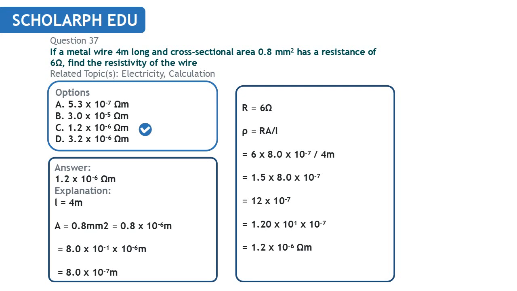1.5 times 8 will give us 12. Okay, so it's 12 times 10 raised to power minus 7. Now this 12, I can write it as 1.2 times 10. If you do 1.2 times 10, that is 12. And that 10, you can write it as 10 raised to power 1, since 10 raised to power 1 is the same thing as 10. Okay, and 1.2 times 10 is what?